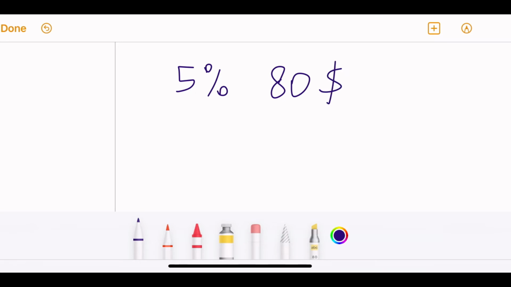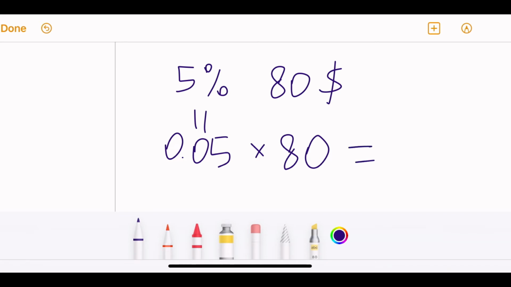What we're going to do is, first of all, convert 5% into a decimal. 5% is just 0.05. If you don't know how to convert this, what you basically do is 5 divided by 100, because with percentage we're working with 100, 10 to the power of 2. After we found the decimal, we will multiply this by 80. This is much easier. If we do that, we will get $4. So 5% of $80 is just $4.